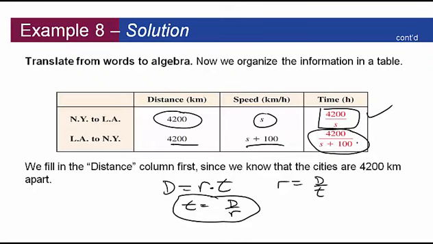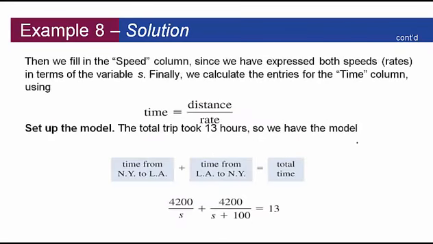All right, now what do we know about those two times? Well, hopefully you're all screaming at the screen. We know that they have to add up to be 13 because it said the total trip took 13 hours. So that time plus that time equals 13. We put in our two formulas. 4200 over S plus 4200 over S plus 100 equals 13. You're going, oh no, more fractions.